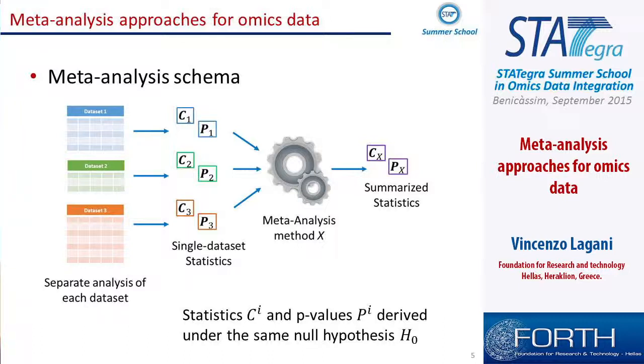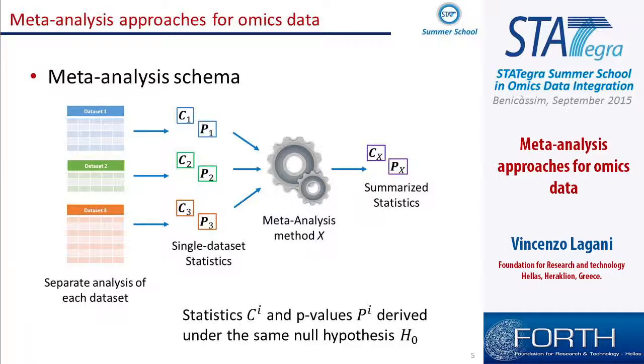So, for example, C can be the fold change for a given gene, while P can be the p-value related to this fold change. I can do this separately for each single dataset, getting, of course, one statistic and one p-value for each study. Then there is the meta-analysis method, which is some type of mathematical approach that allows me to take all this evidence and summarize it in a single statistic and a summary p-value. This is the main idea of meta-analysis, at least for what we are going to see today. So this is the schema that we are going to follow.